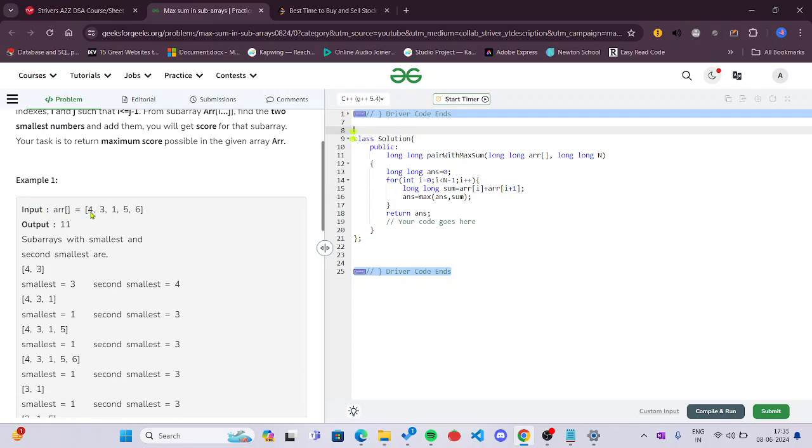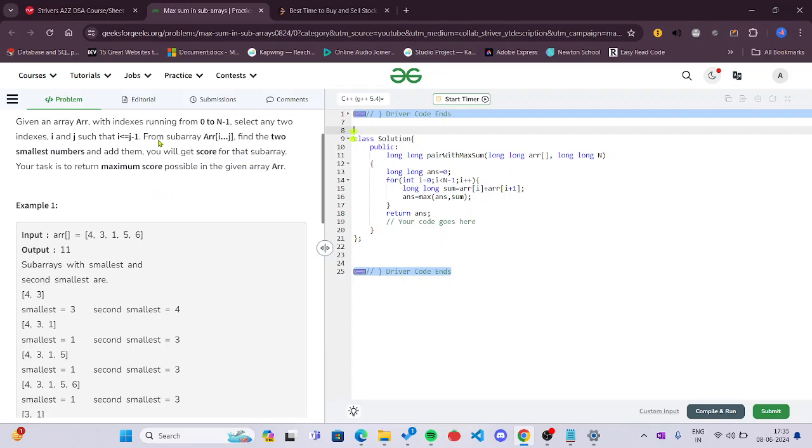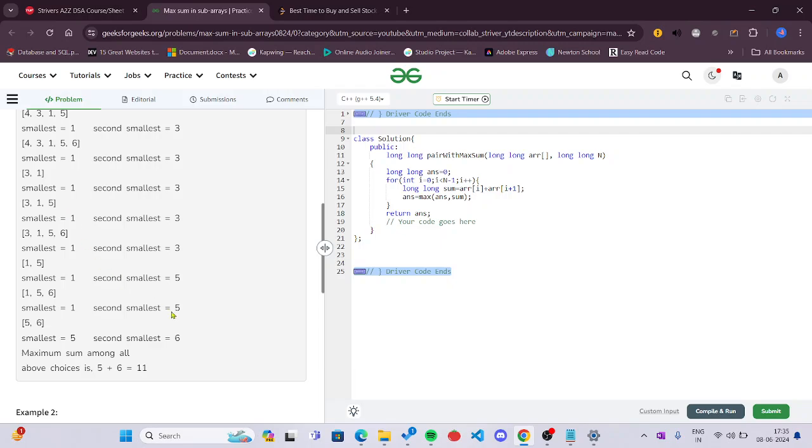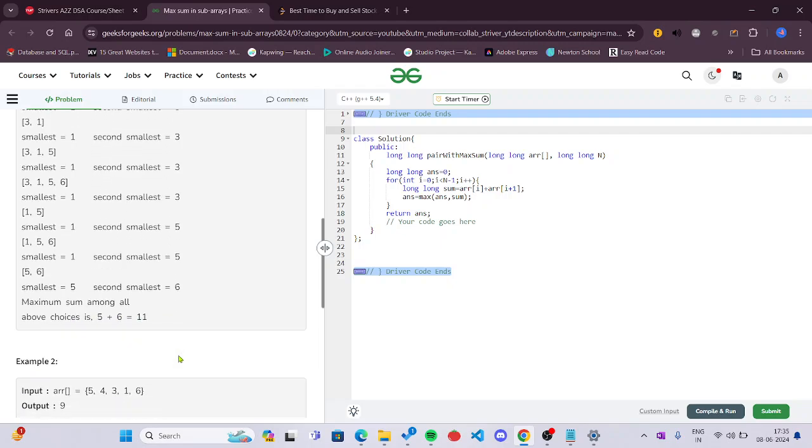So we are given an array here, 4 3 1 5 6, and the output is 11, right? So 5 and 6 is the number that gives the maximum score. This line doesn't actually mean anything. This line is just to confuse you, okay? We just have to return the maximum score. So just find the maximum number in the given array. So 5 plus 6, before you can even see that 4 plus 3 and all, right? So amongst everything, 5 plus 6 gives us 11, right?